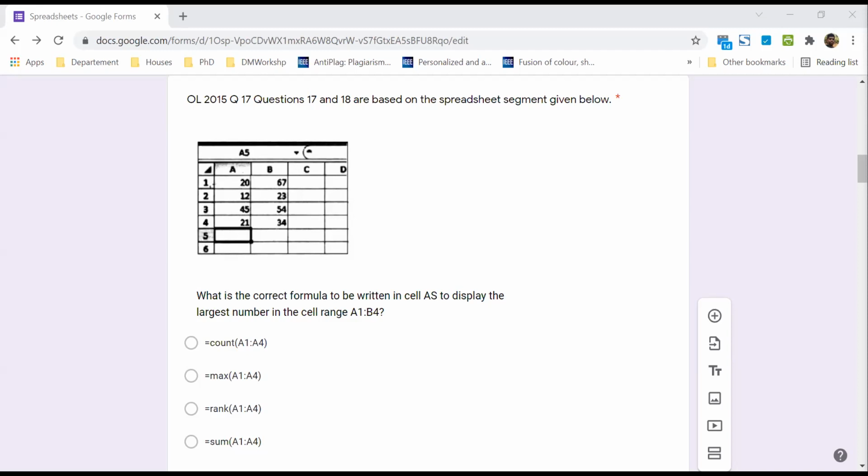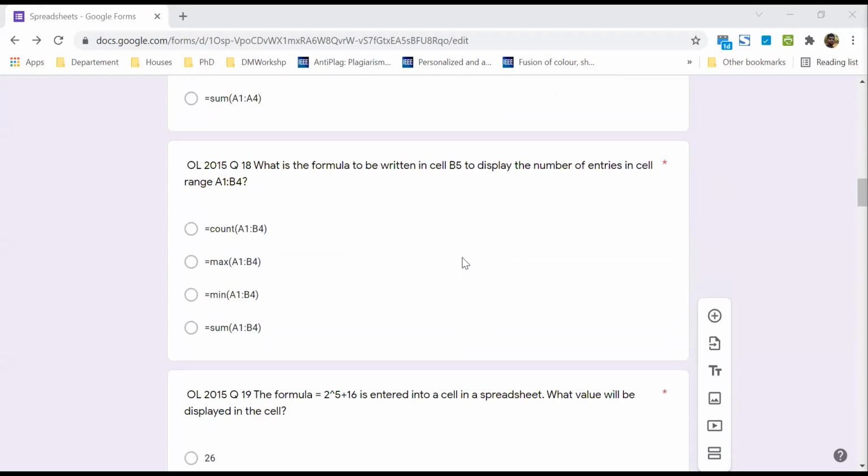Right. So that's the answer. And most of you have got the correct answer for this one as well. About 80% of the class got the correct answer. Then question number 18. What is the formula to be written in B5 to display number of entries in cell range A1 to B4? Number of entries. Yes. When you say number of entries, it should be count, isn't it? So the answer is count A1 to B4.